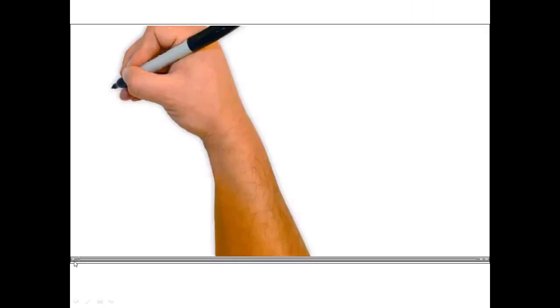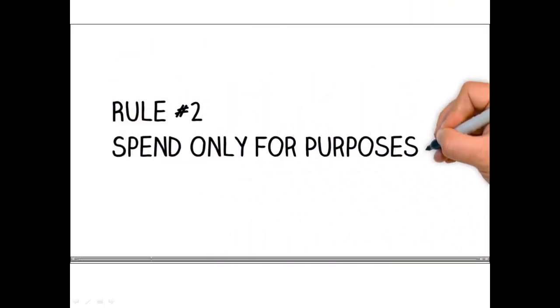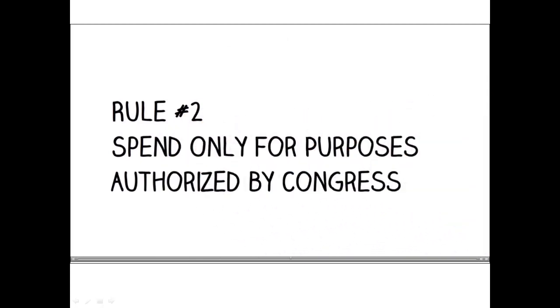Let's move on to rule number 2. Rule number 2, spend only for purposes authorized by Congress. This should be obvious. If Congress makes the rules, then it logically follows that the executive branch must spend the money Congress appropriates for those purposes Congress has authorized.